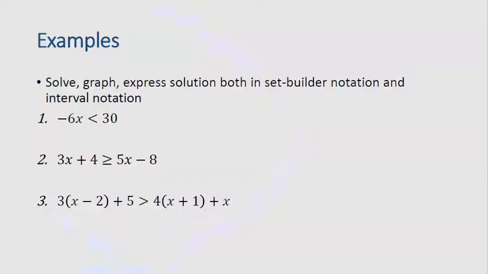Let's take a look at the second example. So in the second example we have a variable in more than one place. So we're going to use a similar strategy as we had with linear equations. I want to get the variable on one side and the constant on the other. Now if you want to kind of think ahead, to avoid that rule that you have to flip the inequality symbol, you may want to keep the coefficient for your variable positive, but it's not necessary.